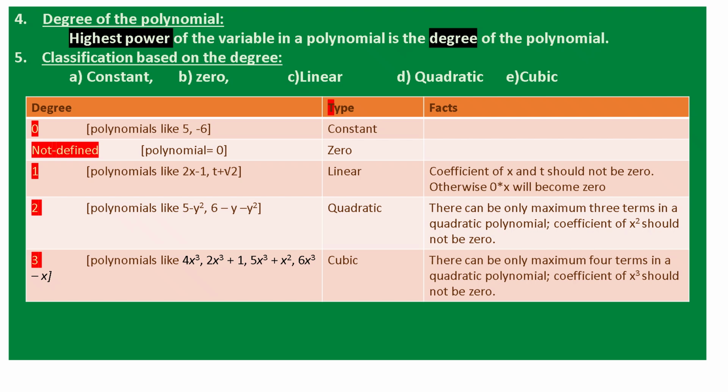Look into the facts of each one of these, like the coefficient of x should not be equal to 0 in linear. The coefficient of x squared should not be equal to 0 in case of quadratic. Of x cubed should not be equal to 0 in case of cubic.